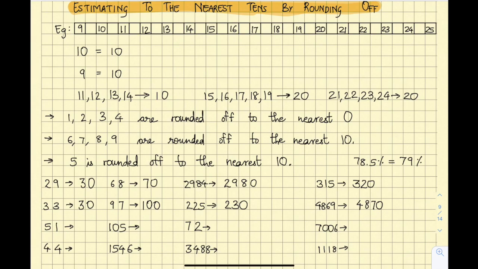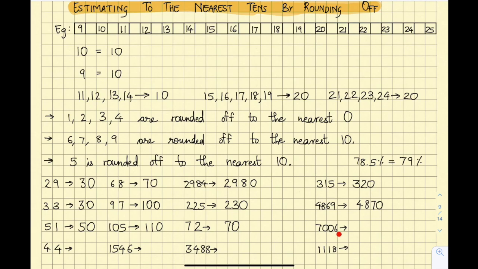Then we see 51. So 1 is there, it is rounded off to the nearest 0. So the nearest 10 to 51 is 50. 105: here again 5, 6, 7, 8, 9 are rounded off to the nearest 10. So 105 will be rounded off as 110. That is the nearest 10. 72: 2 is there. So 1, 2, 3, 4 is rounded off to the nearest 0. So the nearest 10 for 72 will be 70.